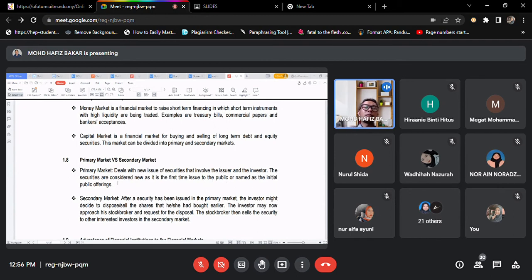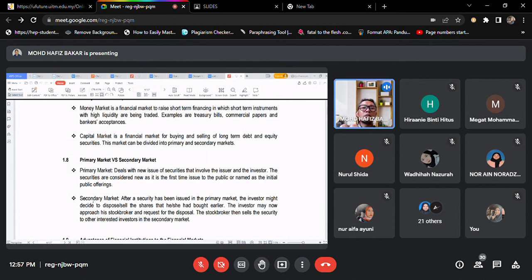Okay, so that's the easiest way lah, example that you can show for the primary market, IPO. Okay, IPO is the example of the primary market. This is the first time it deals in the market.